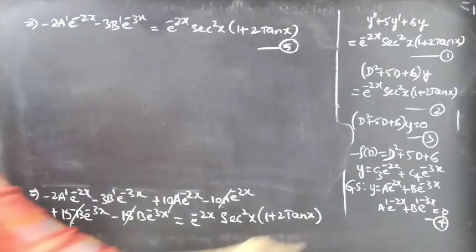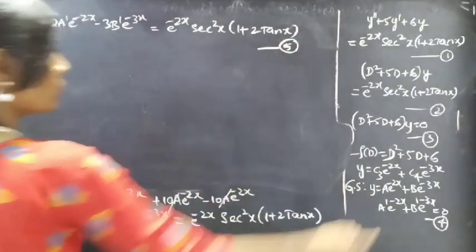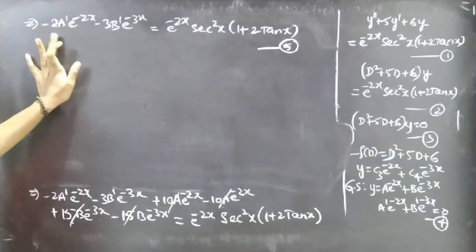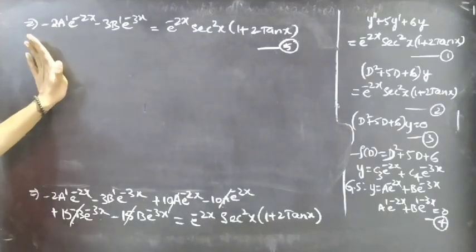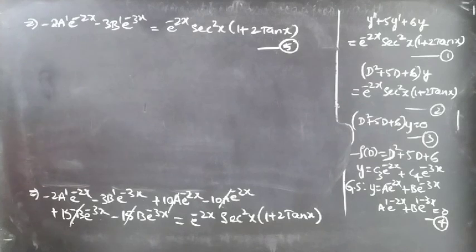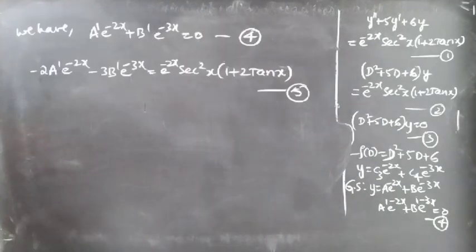Now by solving equation 5. Now solving equation 4 and 5 we'll get a dash and b dash. Okay, let's solve equation 4 and 5. We have equation 4 and 5, right? By solving 4 and 5 we'll get a dash and b dash. So in order to solve equation 4 and 5, just notice the first terms of 4 and 5.